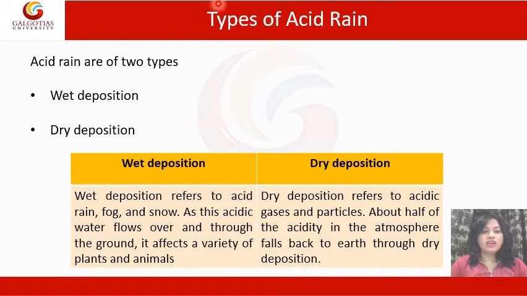Types of acid rain. Acid rain is of two types, wet deposition and dry deposition. Now let's see the difference between wet and dry deposition. Wet deposition refers to acid rain, fog and snow. As the acidic water flows over and through the ground, it affects a variety of plants and animals. Whereas dry deposition refers to acidic gases and particles. About half of the acidity in the atmosphere falls back to Earth through dry deposition.